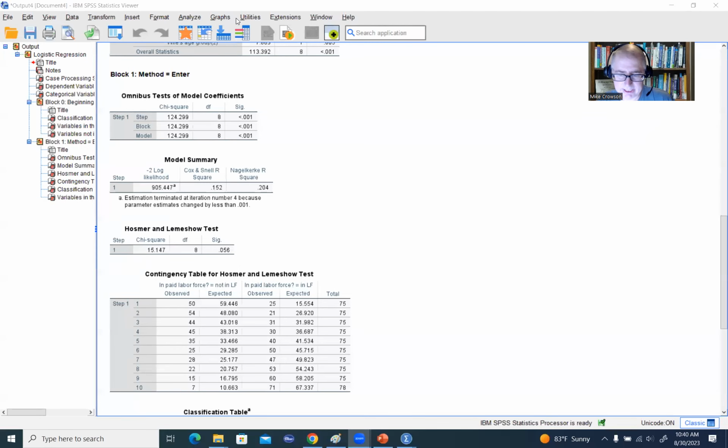What the likelihood ratio test is doing is testing the fit of our full model relative to the null or intercept only model. If this test is statistically significant, that would indicate that our model containing the full set of predictors is a significant improvement in fit relative to the null or intercept only model. And that happens to be the case here, as you can see our p-value is less than 0.001.